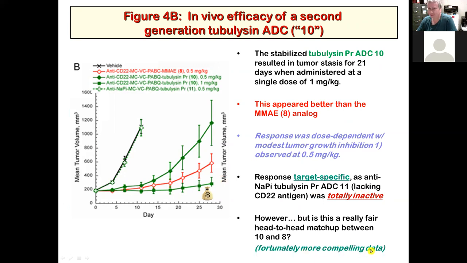Okay, so fortunately, they have more compelling data, and that's what this is now. The more compelling data to really show why compound 10 is better than compound 8. Do you guys remember what was wrong with compound 8? Anybody remember? What was wrong with MMAE as a warhead? So earlier in the lecture, we said MMAE is bad because why? It was bad because it's effluxed, right? So the tubulysin should be a little bit more resistant to efflux. So let's look at that.